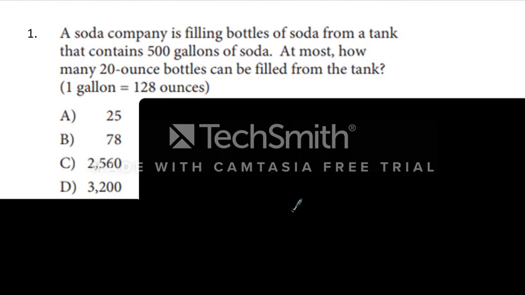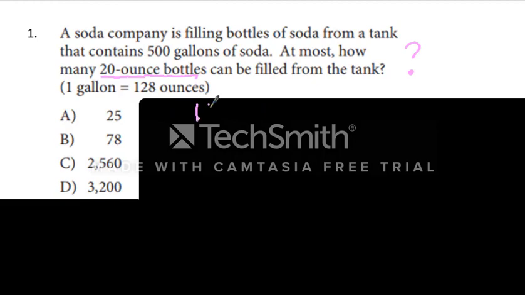All right, so for number one, the first thing we always want to do, really for all these type of questions, is figure out what it is really wanting me to answer. So we always want to start with the question. Here it says at most, how many 20-ounce bottles, so we want to know how many bottles really can be filled from the tank.